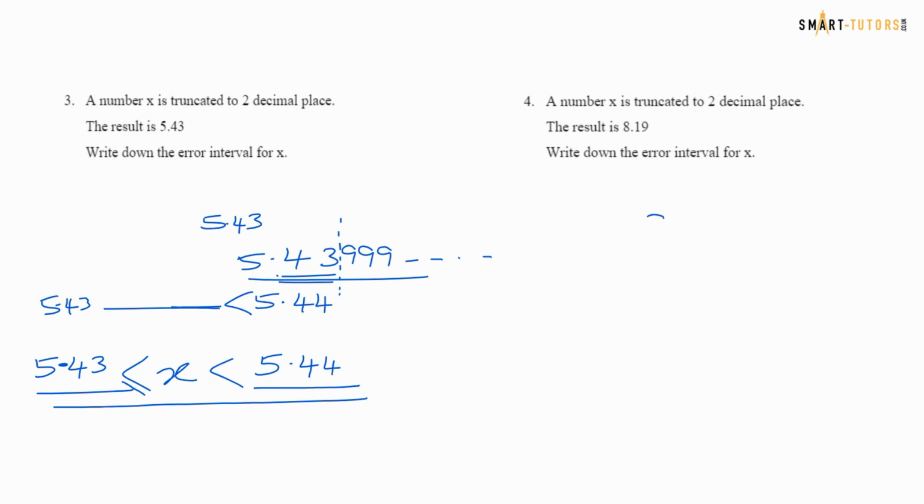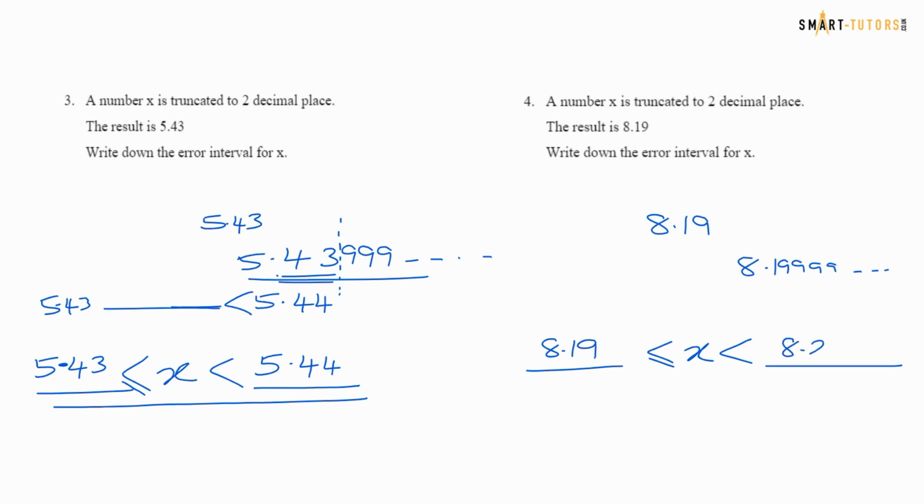Question number 4, answer is 8.19. So the error interval is going to be, let me write the error interval equation. So 8.19 is going to be the minimum number. The maximum number could be 8.1999 something like that. There's no equal here, so add one more, so 8.20 or something. 8.2 is going to be the maximum. So anything less than 8.2 is possible.